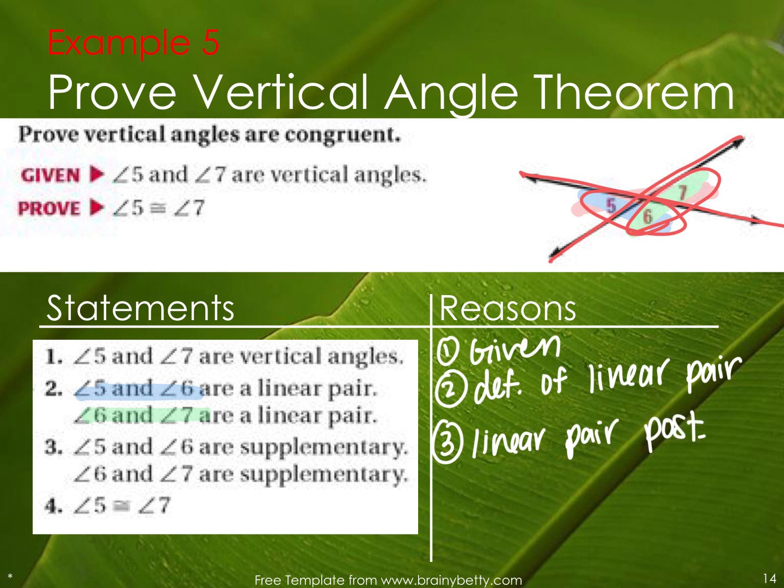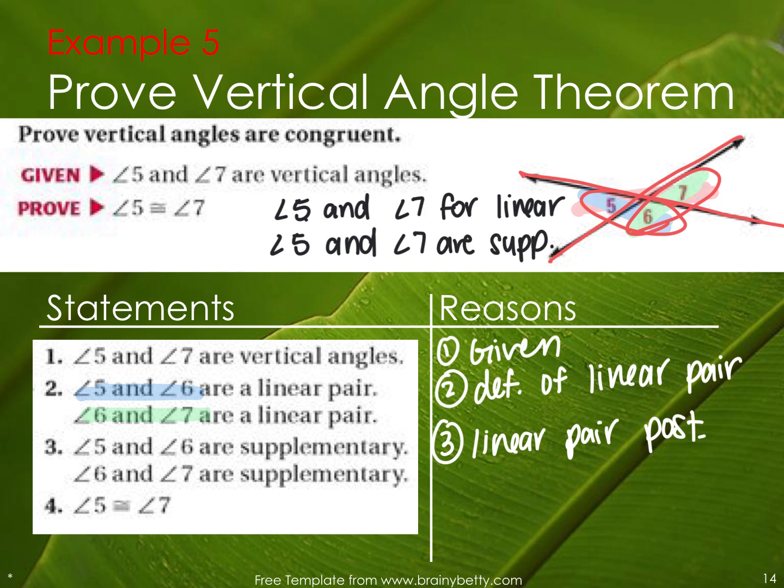Okay, linear pair postulate. If you forgot what it was written as, let me change this color. Angle 5 and angle 7 form linear pairs, meaning they are supplementary. And then angle 5 plus angle 7 equals 180. Okay, that was the postulate for linear pairs.